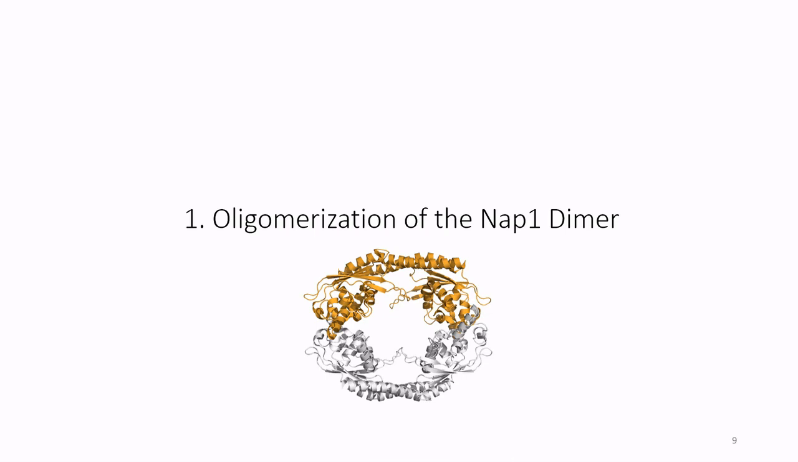Let's talk about the research now. First, let's talk about the oligomerization of the Nap dimer. We know that Nap proteins are constitutive homodimers, shown in orange, but these proteins have a tendency to oligomerize, especially form tetramers, in a salt-dependent manner. Using SEC-MALS, we will study the oligomeric states of worm Nap1 and yeast Nap1 at different ionic strengths.